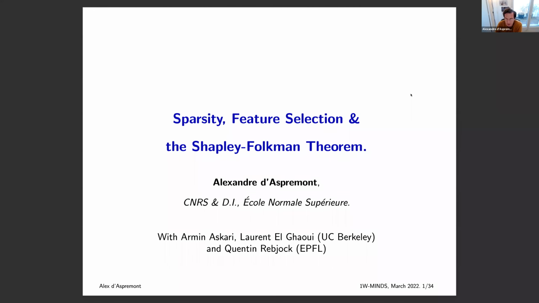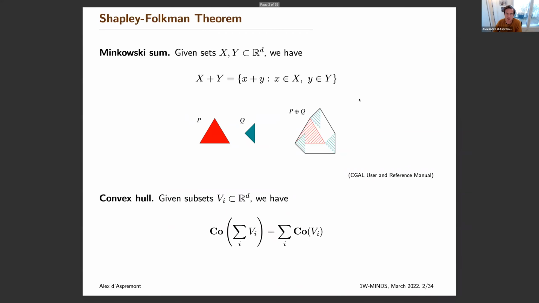Before we enter into the real action on the Shapley-Folkman theorem, let me start with a few basic reminders. We're going to use Minkowski sums a lot, and the definition of a Minkowski sum of two sets is fairly simple. The Minkowski sum of the sets X and Y is simply the set of vectors written x plus y, where x is in X and y is in Y. And graphically, it looks like this. If you have sets P and Q, both triangles in this case, their Minkowski sum is a polytope.